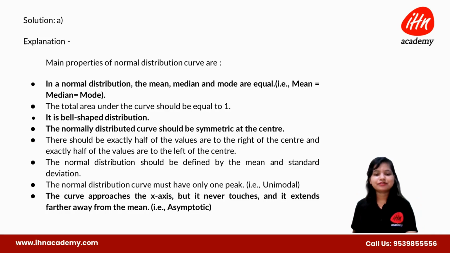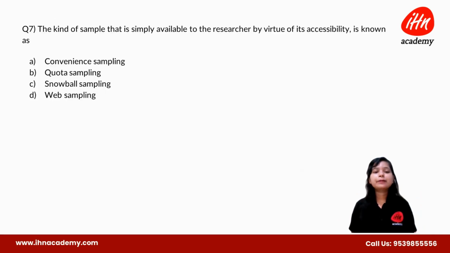Let's come to the next question. The kind of sample that is simply available to the researcher by virtue of its accessibility is known. Okay, so we have done so many types and methods of sampling. Some of them are probability sampling, some of them are non-probability sampling. So here you are being asked, in which sampling do you collect the sample by virtue of your accessibility, as far as your reach goes, so which is easy to collect. We collect the sample which is easy to collect.